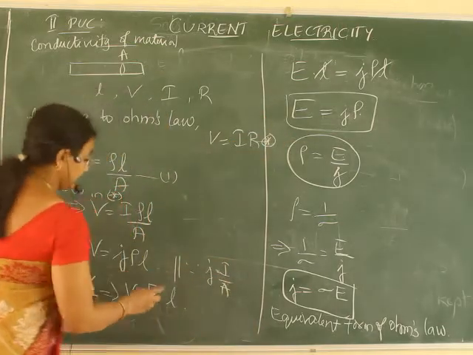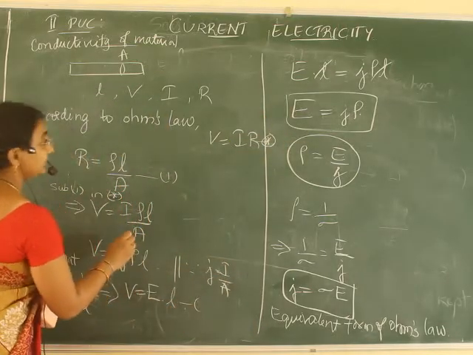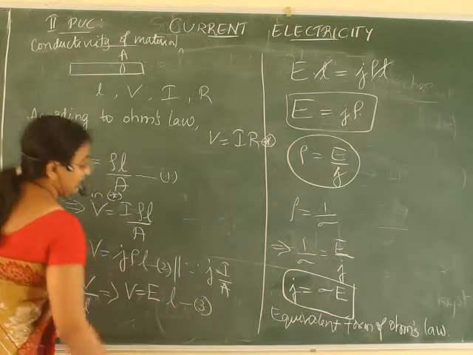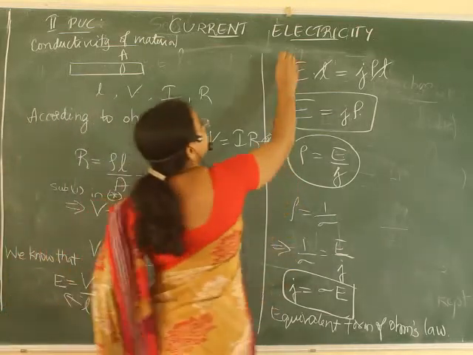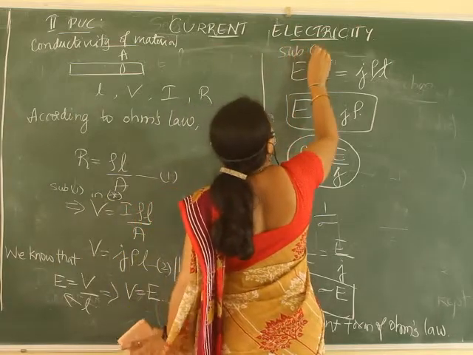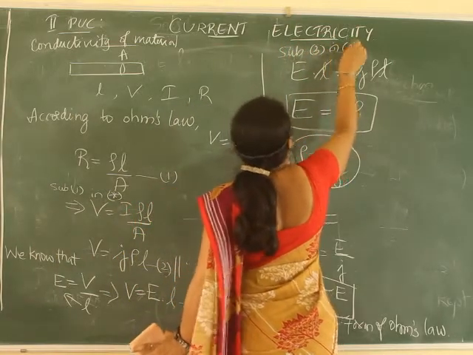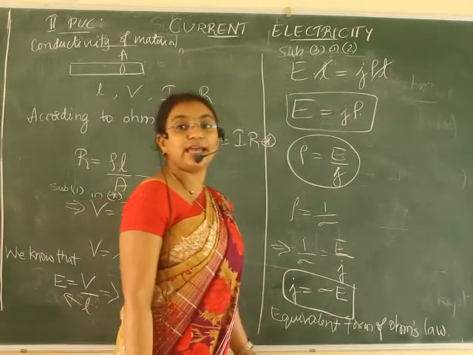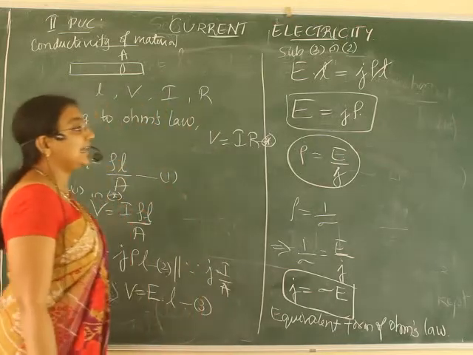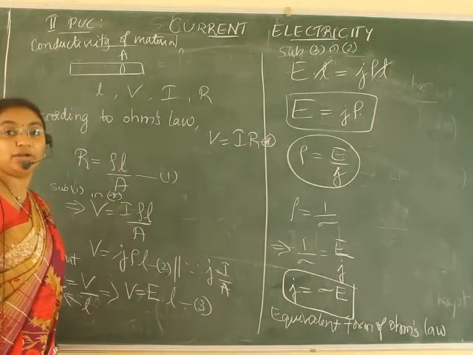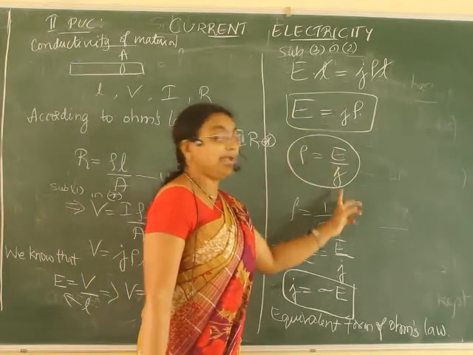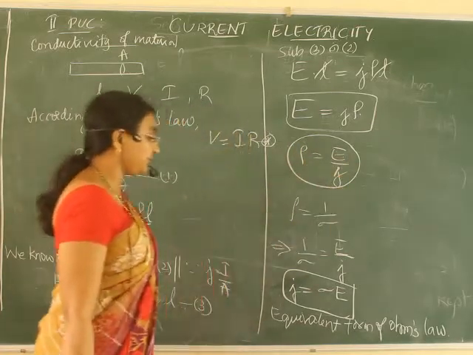Substitute this, 3 in 2. So what do we get when we substitute 3 in 2? E into L is equal to J rho L. L gets cancelled. E is equal to J rho. Or else rho is equal to E by J.